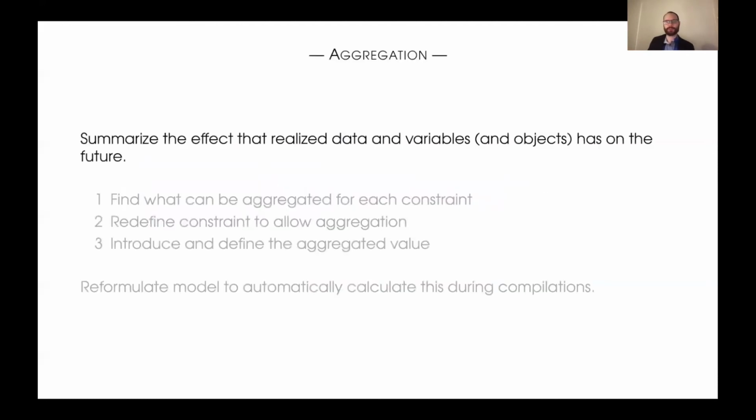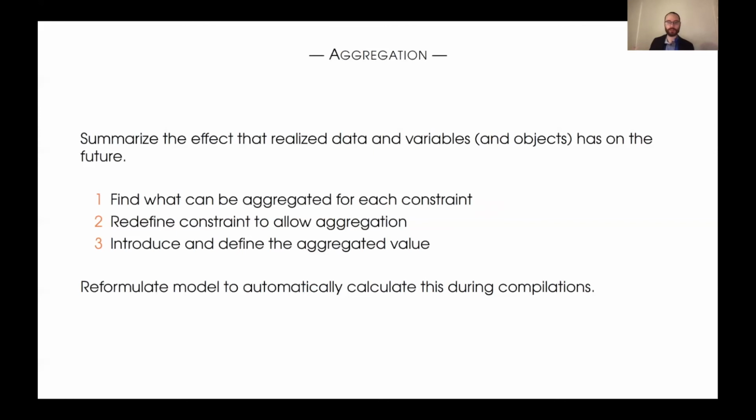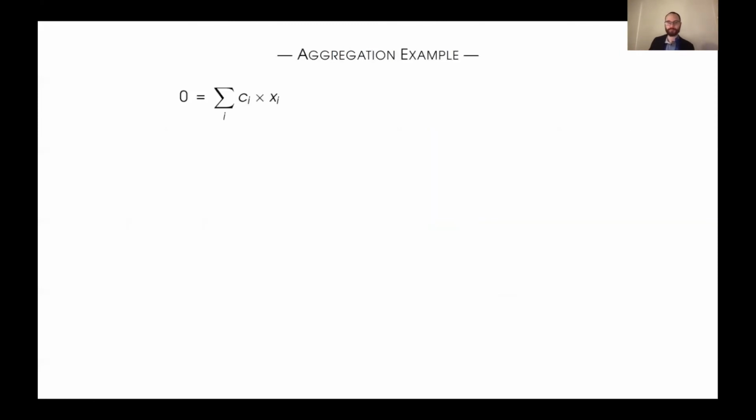Okay, aggregation. What happens? Well, we summarize the effect that realized data, variables and objects have in the future. There are basically 3 steps to do this. Find what can be aggregated for each constraint, redefine the constraint to allow aggregation, and then step 3, introduce and define the aggregated value. And we reformulate the model to automatically calculate this during compilation. So this will be built into the MiniSig model, and whenever we compile, things will be aggregated automatically.